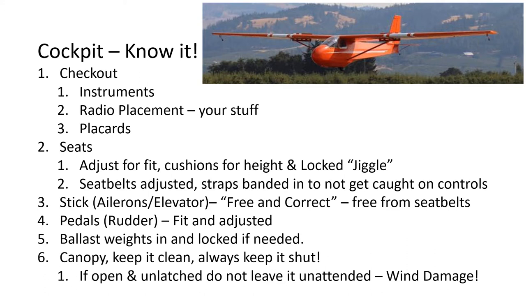And when you move it, say "free and correct." Say your checklist things out loud to yourself. It's a good habit to start now. When you're flying with me, I'm going to make you say them out loud anyway. And when you're doing it, make sure you actually see that thing moving and it looks like it's right, and that they're free from the seat belts, especially in two-seat gliders. There have been people who pulled the glider out and they're getting in and the back seat belt's still wrapped around the glider controls. And that could cause an accident. So we don't want that to happen, right?